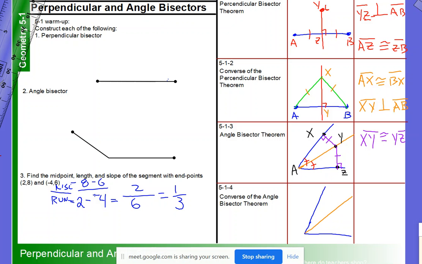All right, so here's what this one's saying. Let's say we have an angle with a bisector coming through it. If a point on the interior of an angle is equidistant from the sides of the angle, then it is on the bisector of the angle. So here's what it's saying.